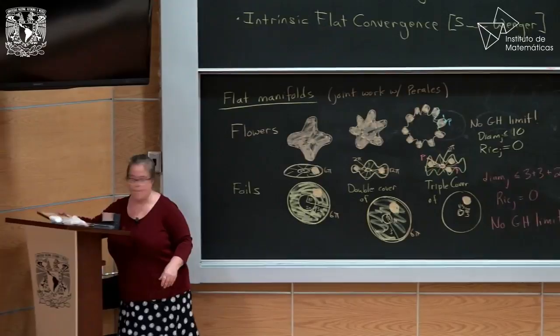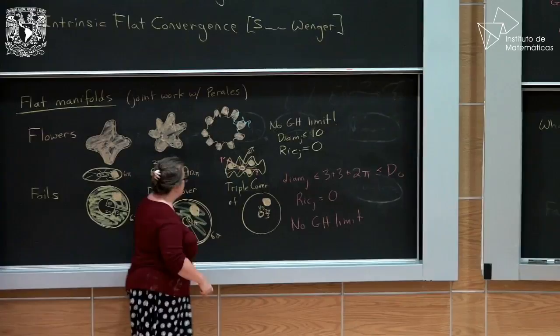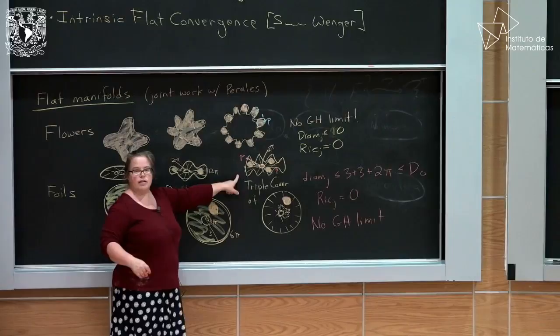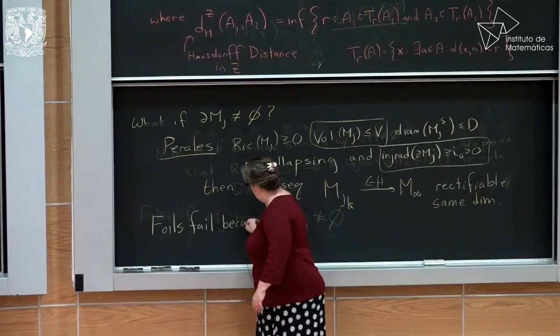She needs the extra volume bound because this sequence has nicely controlled injectivity radius of the boundary. The boundaries, you know, there's plenty of room around the boundaries pointing inward. So these have nice injectivity radius, but the volume is going to infinity. So the foils example fails, because volume goes to infinity.